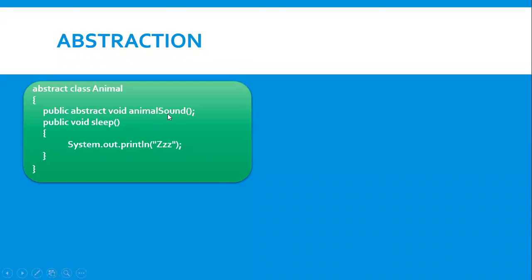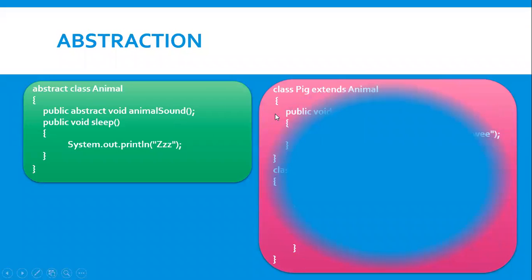Abstract methods don't have any definitions, don't have any implementation, just declarations, that's it. But concrete methods will have declarations as well as definitions. Here I can say that animalSound is the abstract method and sleep is the concrete method. That belongs to the abstract class called Animal.